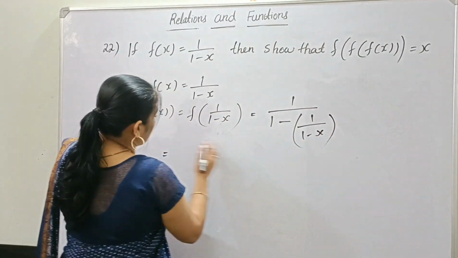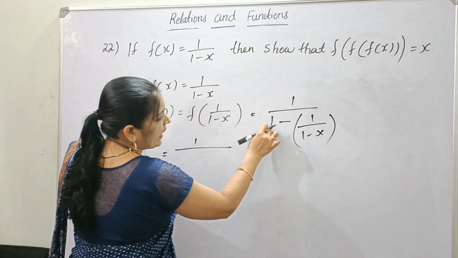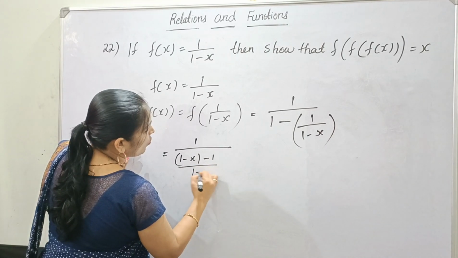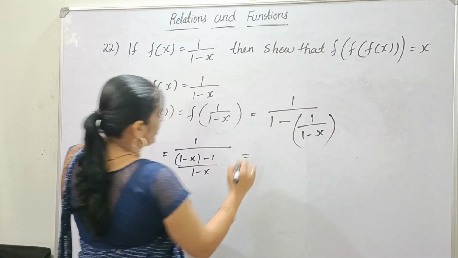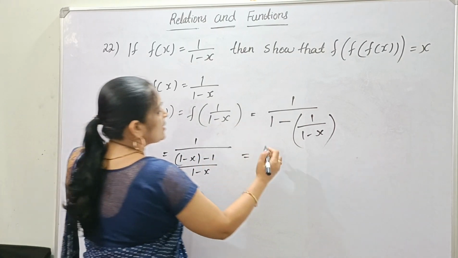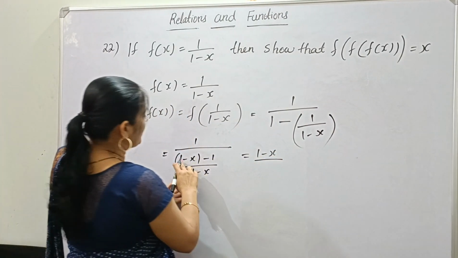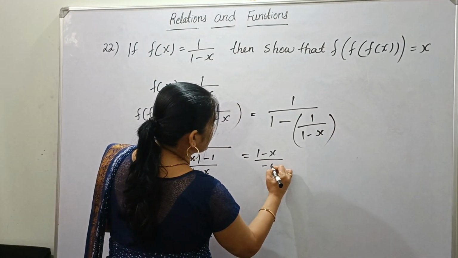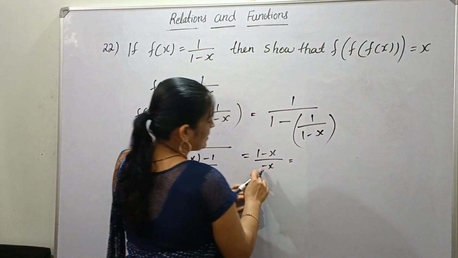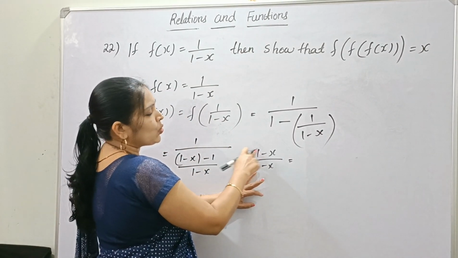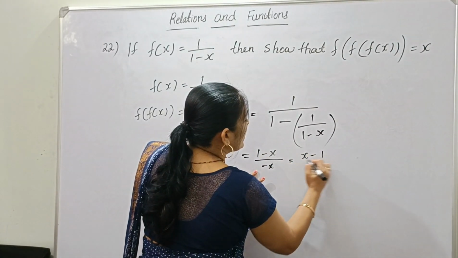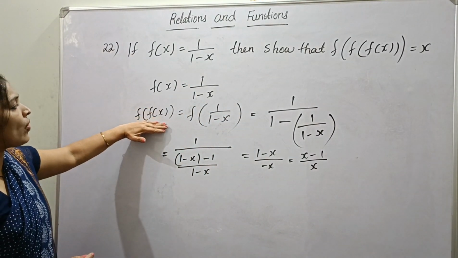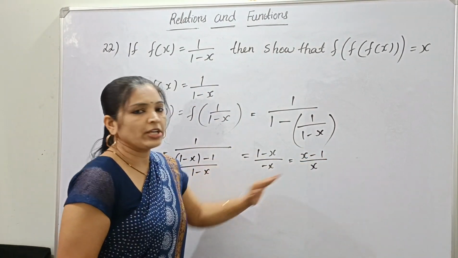Here 1 divided by, take the LCM. So 1 minus x minus 1 divided by 1 minus x. That is equal to, so this will go to numerator. So 1 minus x divided by, here see 1 minus 1 cancelled. So only minus x is there. That is here, take this minus here. So it will be x minus 1 divided by x. So here we have got f of f of x is x minus 1 divided by x.